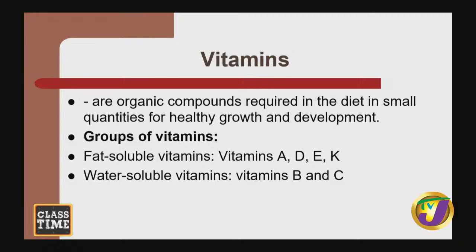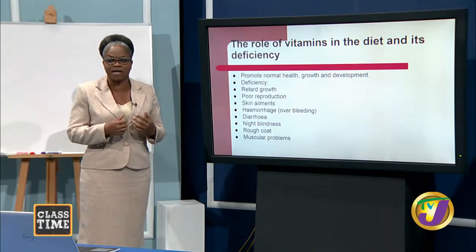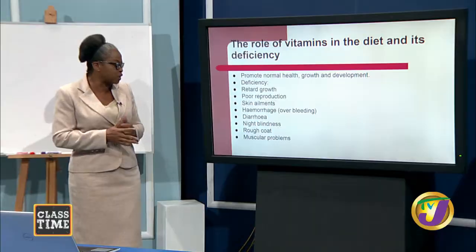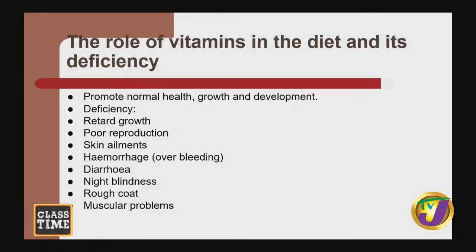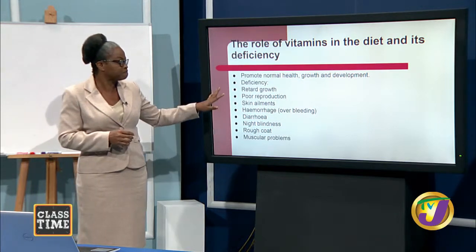And if these vitamins that we outlined before, the fat-soluble vitamins or the water-soluble vitamins, are not present, you're going to see some signs of deficiency. For example, retarded growth in farm animals, poor reproduction, skin ailments, hemorrhage, that means overbleeding. They're going to have diarrhea, night blindness, rough coat, and even muscular problems. So vitamins are very important in the diet of our farm animals.